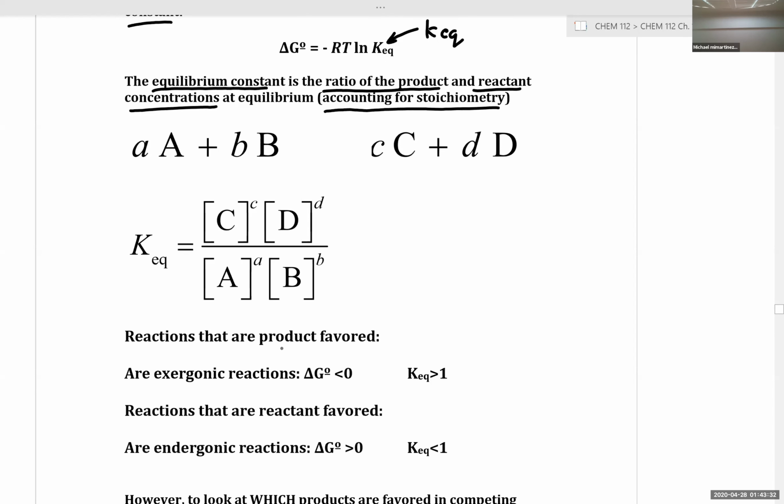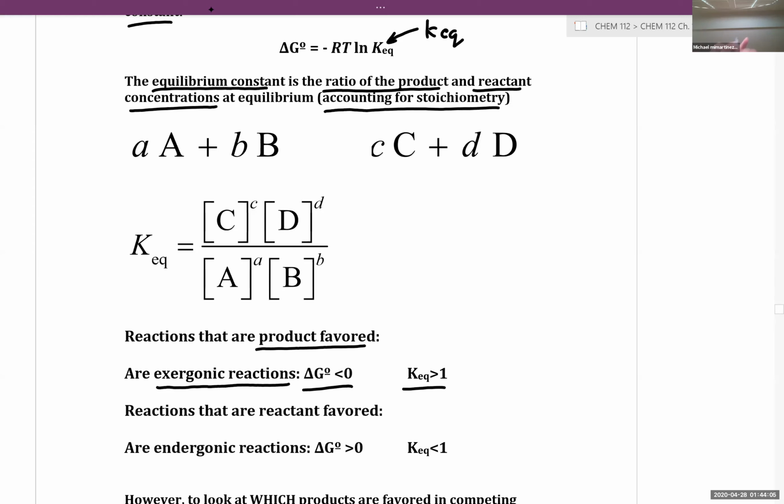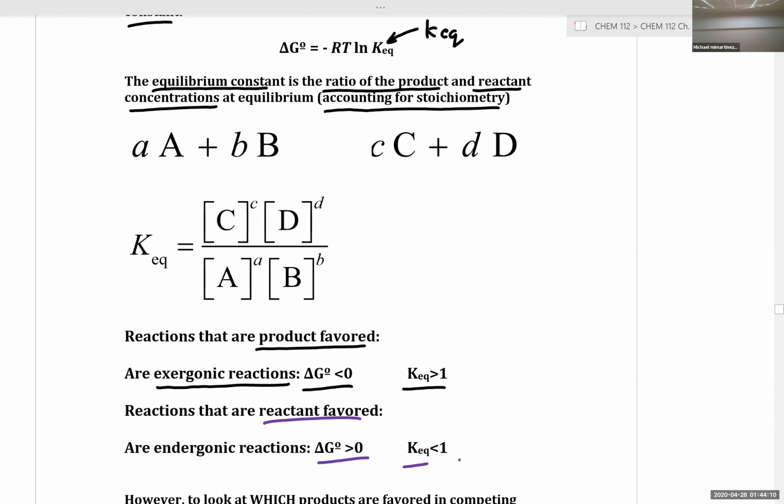So for reactions that are product favored, we call these exergonic. Like, you know how we say exothermic: thermal, temperature, heat. Exergonic is energy. The reason we use this terminology is some reactions can make light, and those would still be classified as exergonic processes. They're releasing energy, okay? So the delta G is less than 0, and our K equilibrium is greater than 1. For reactions that are reactant favored, our delta G is greater than 0, and our K equilibrium is less than 1, okay?